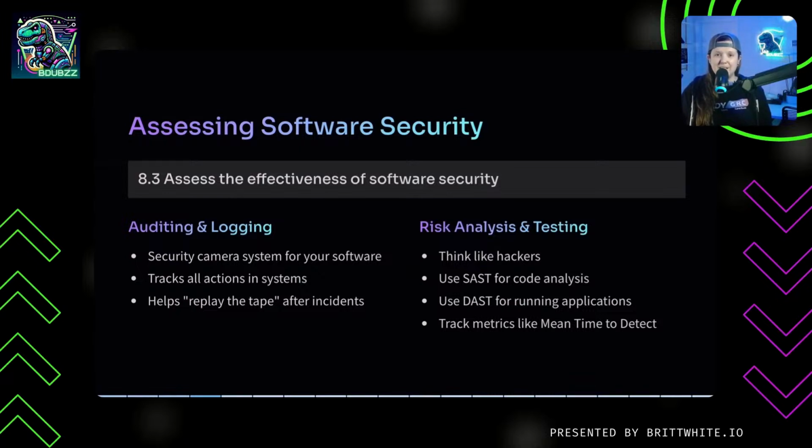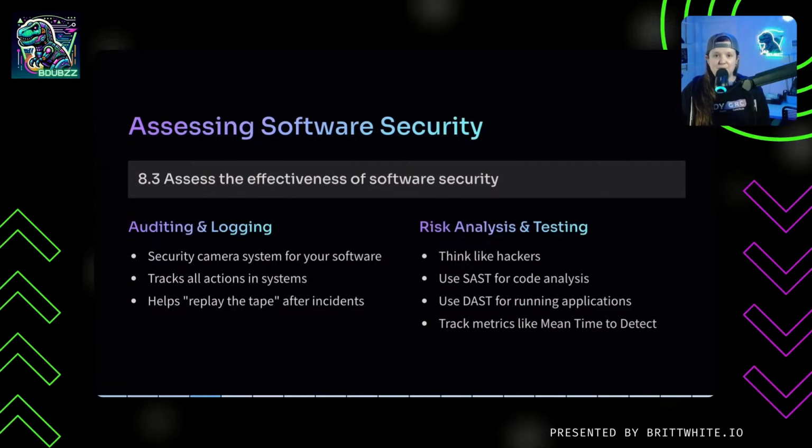Then we have our risk analysis and testing. This is where we're basically playing chess with potential hackers, thinking several moves ahead. We ask ourselves, what would an attacker do? How would they try and breach our defenses? But we don't rely solely on imagination. We use powerful automated tools like SAST for code analysis and DAST for testing running applications. To measure effectiveness, we track metrics like mean time to detect, which measures how quickly we can spot issues. Just remember that if we don't test our security, we're only hoping it works. And hope isn't a strategy.